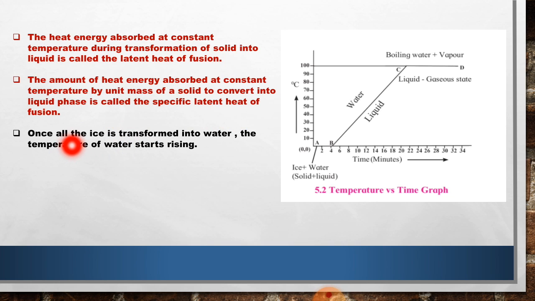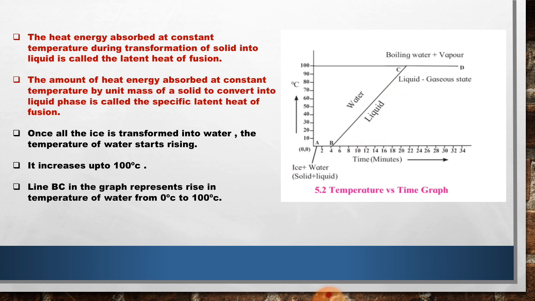Once all the ice is transformed into water, the temperature of water starts rising. When all the ice transforms into water, at that time what happens? The temperature of water starts rising. Okay, here you can see the temperature of water starts rising. It increases up to 100 degrees Celsius. Okay, it increases up to 100 degrees Celsius. Here you can see the graph shows it increasing up to 100 degrees Celsius.